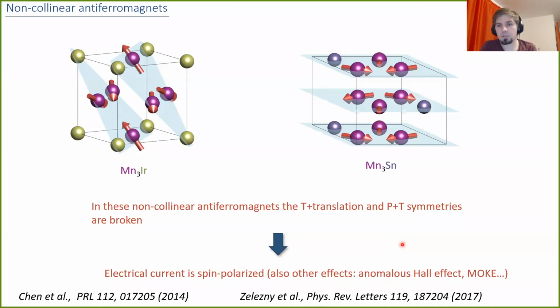And we first looked into this in these non-collinear systems. So these are antiferromagnets of manganese 3X type, and they have this triangular magnetic core. And the key thing here is that they are non-collinear. And now these symmetries will be broken because if you imagine, for example, if you do translation from this atom to this one, the atoms are not just reversed, they are somehow rotated. So I cannot do just time reversal plus translation, and the same thing with inversion.